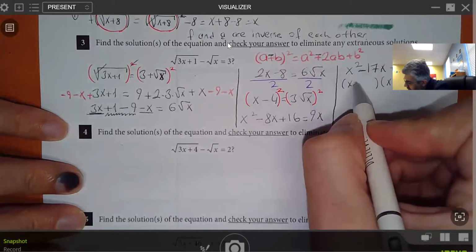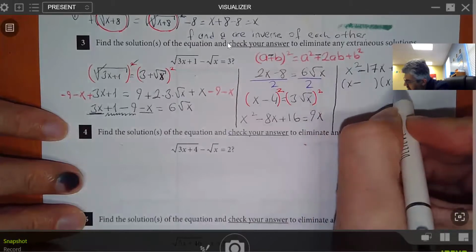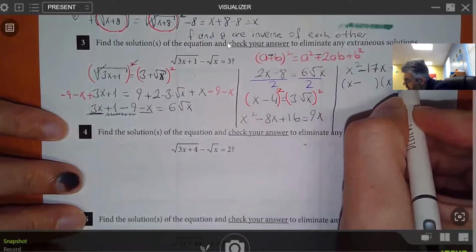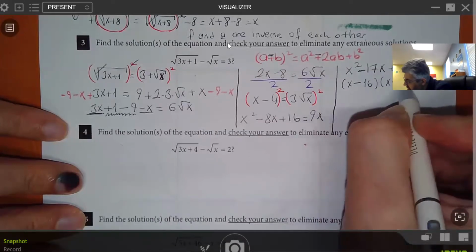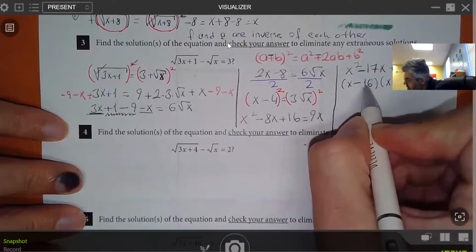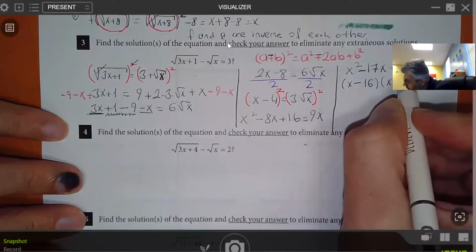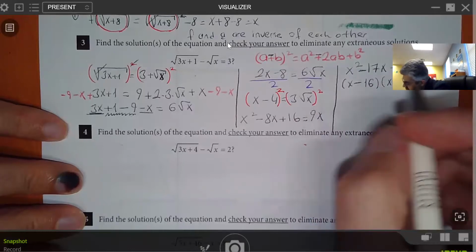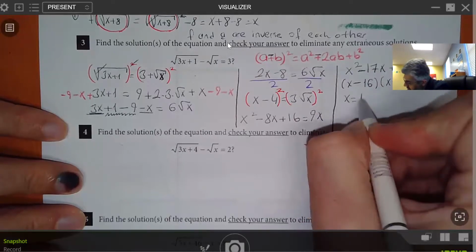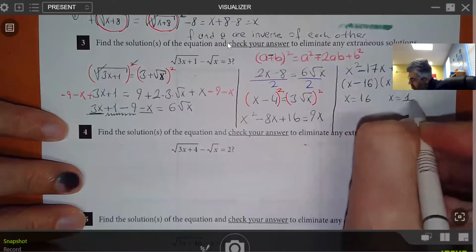Since I need two numbers, the product must give 16 and the sum must give negative 17. They are negative 16 and negative 1. Negative 16 times negative 1 is plus 16. Negative 16 plus negative 1 is minus 17. So we have x equals 16 from here and x equals 1.